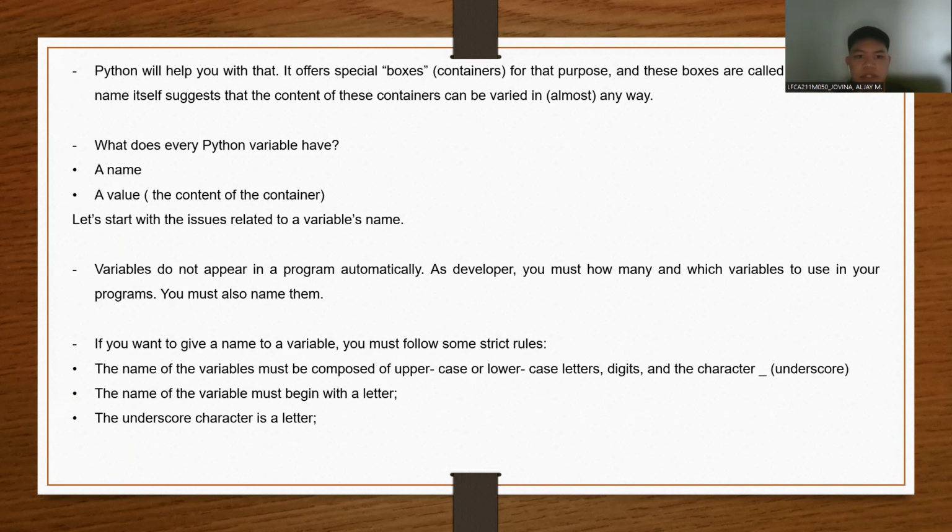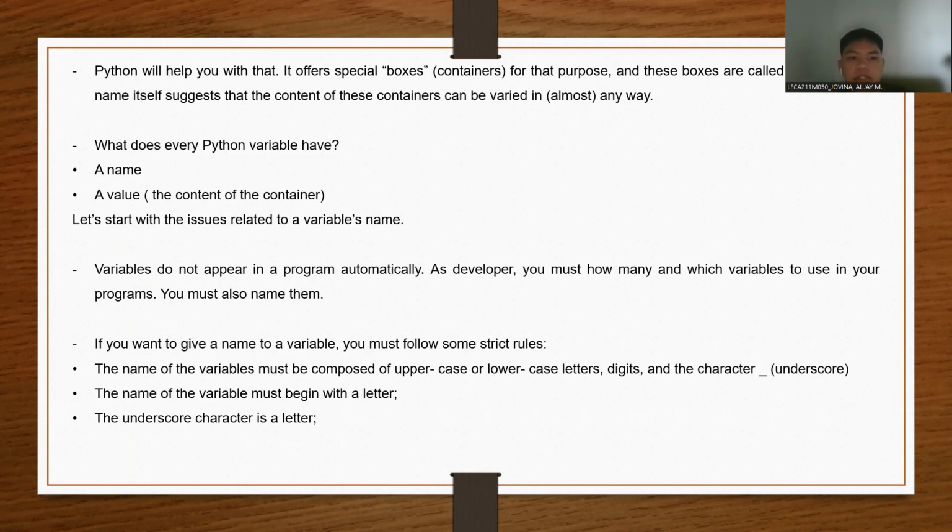Variables do not appear in a program automatically. As a developer, you must decide how many and which variables to use in your programs, and you must also name them. If you want to give a name to a variable, you must follow some strict rules. The name of the variable must be composed of uppercase or lowercase letters, digits, and the underscore character. The name of the variable must begin with a letter. The underscore character is a letter.